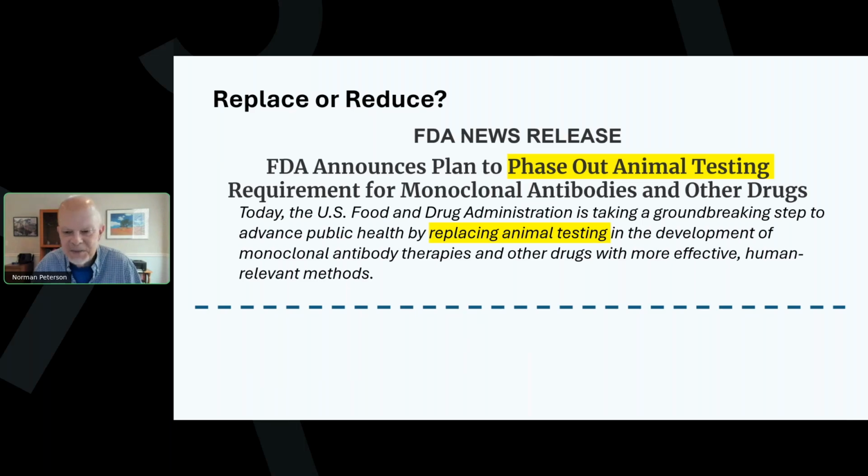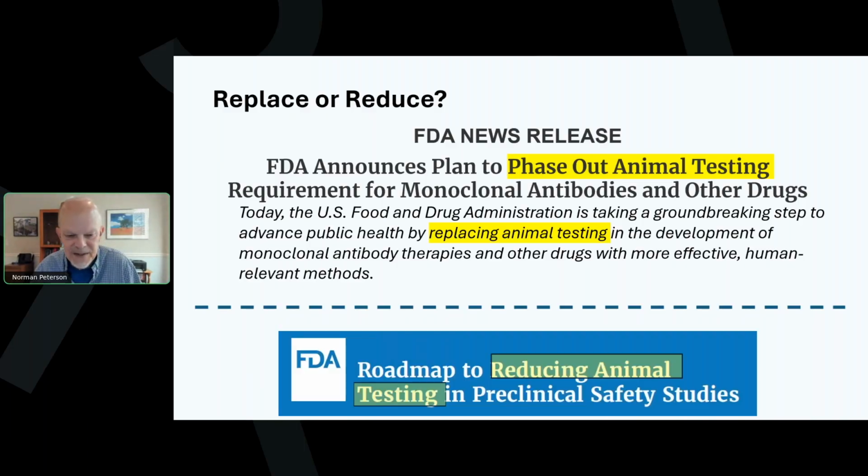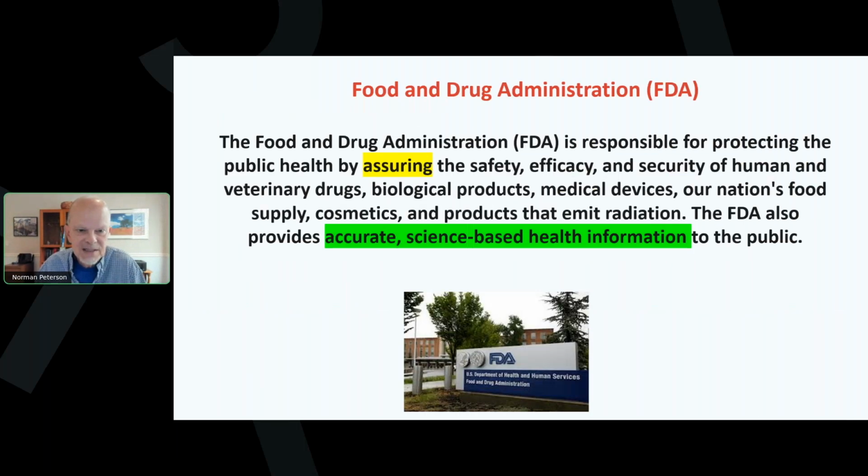We're going to replace animal testing in the years to come. But what's interesting, if you go to another page where they define their roadmap, they talk about reducing animal testing. So there's a little bit of a difference here. I think of replacement as the ultimate reduction, but I think the timeline's a little bit different when you're talking about reducing versus completely replacing. So we're going to look a little bit closer. Are we going to reduce or are we going to replace animals? Let's take a look at this.